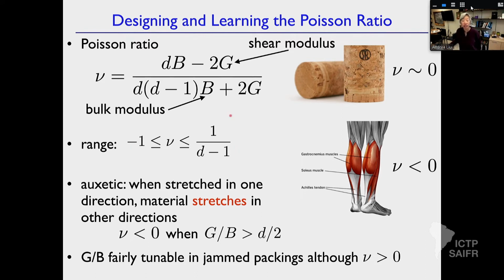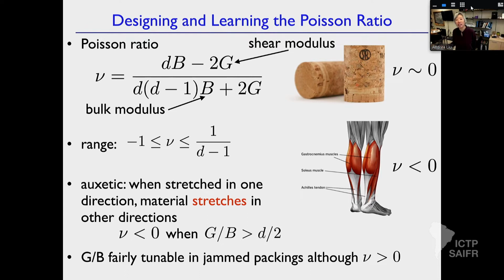Now, positive Poisson ratio is the normal situation, where the ratio of the shear to bulk modulus is smaller than, let's see, I guess it's 1 over d minus 1. Anyway, when the ratio of the shear to bulk modulus is small enough, maybe it's d over d minus 1, the Poisson ratio is positive. And what happens then is that it's like a rubber band. You stretch it this way, it shrinks in the other 2 directions.